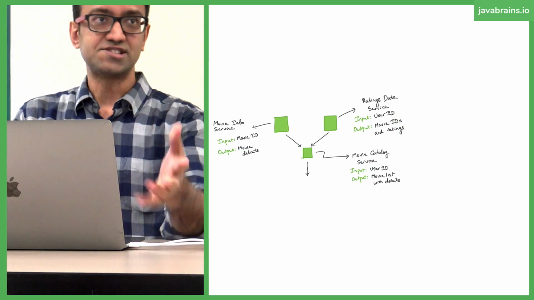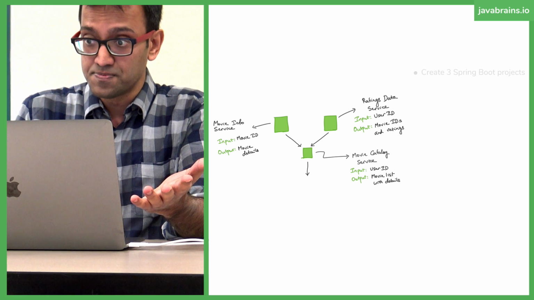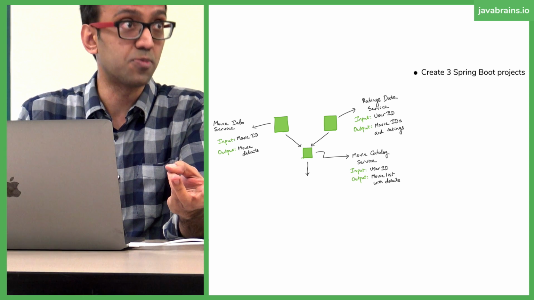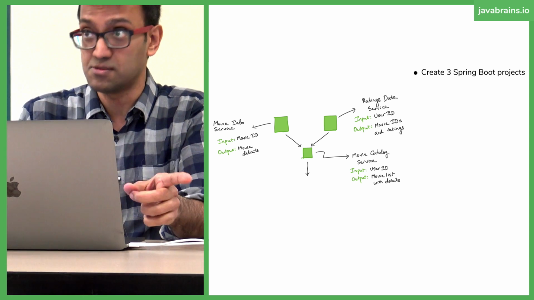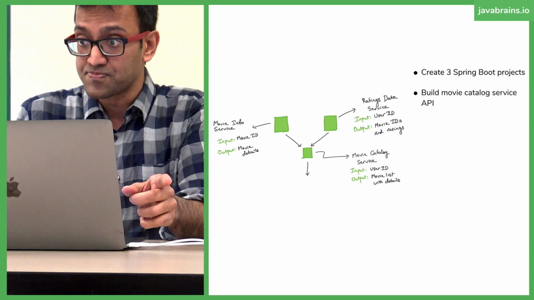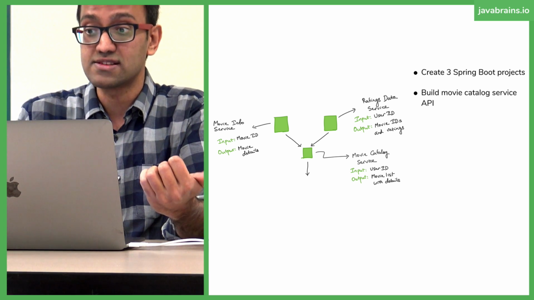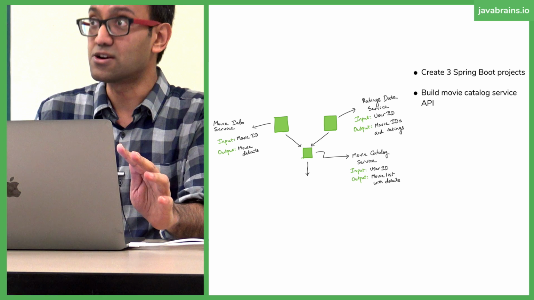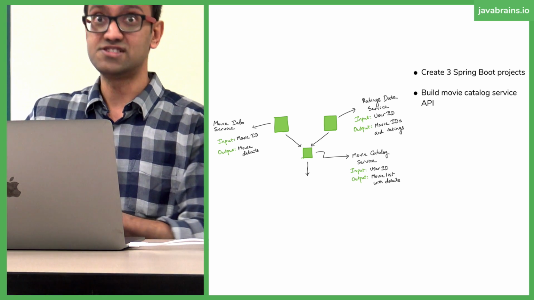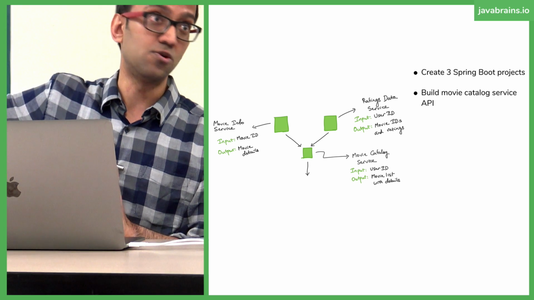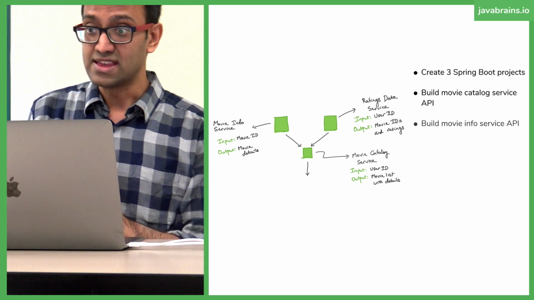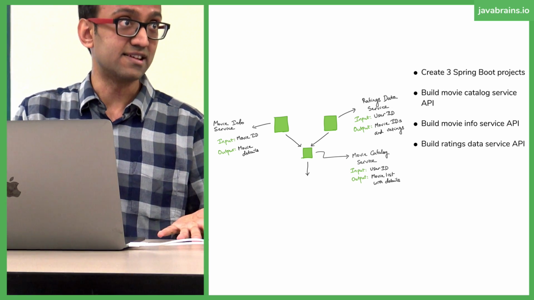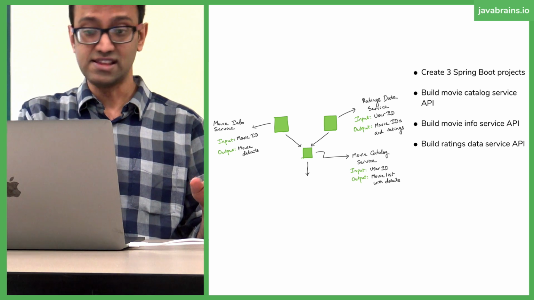Okay, so this is the picture, the ideal picture. This is what we want to achieve. What are the things we have to do? We're going to start by creating three Spring Boot projects. Each one of these microservices is a separate Spring Boot project. We're going to build the movie catalog service API first. We're going to put a placeholder there, and it's going to be a hard-coded list. We're going to serve our JavaScript developers so that they can go and code whatever they want to do. And then we're going to build the movie info service and the rating data service. Those are the two dependent services that this one needs.